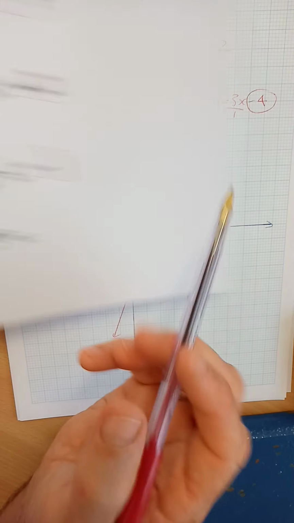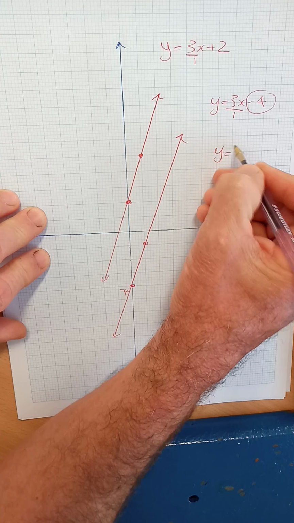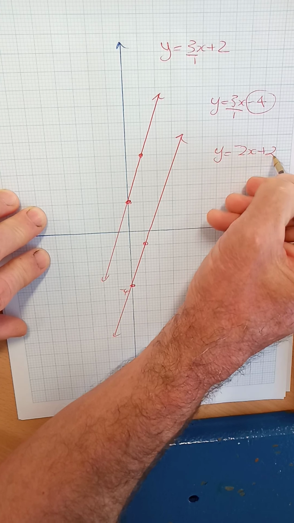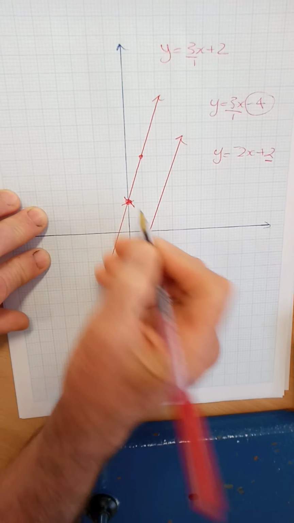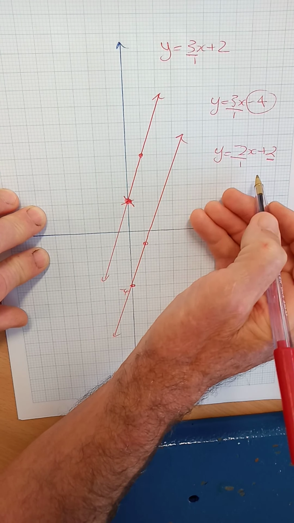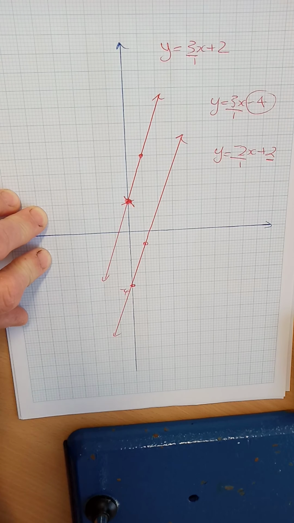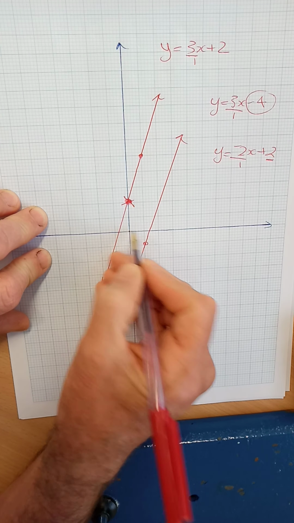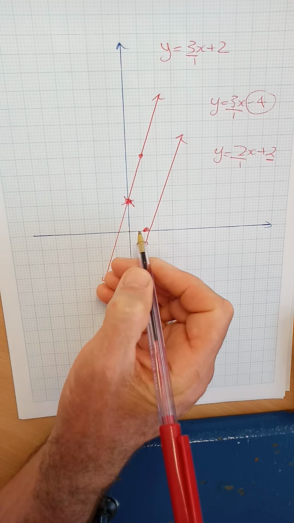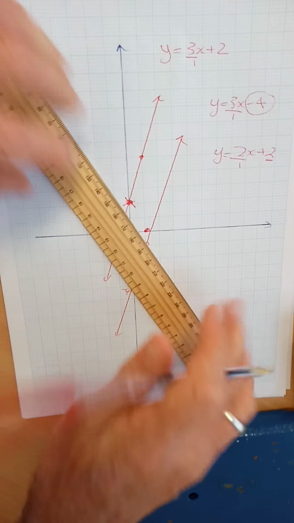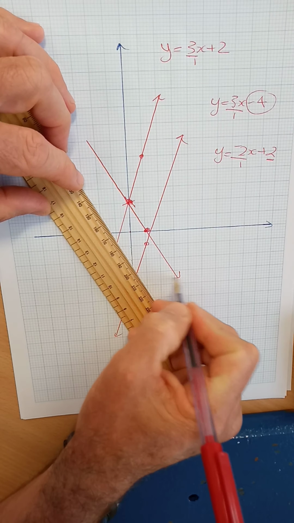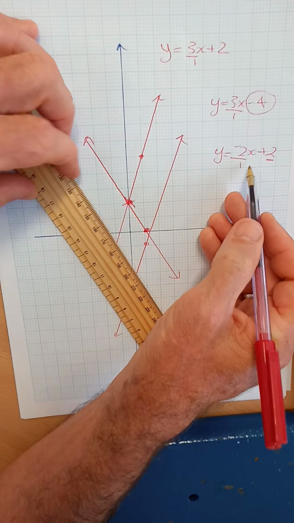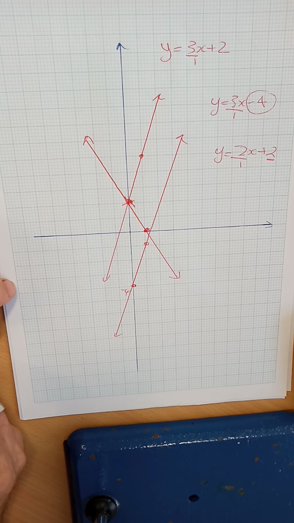Let's look at the third one. y equals negative 2x plus 2. So the y-intercept is 2, which is here again, but the gradient this time is negative 2 over 1. Remembering with a negative gradient, you go down 2 and across 1. There's my second point. There's the graph of y equals negative 2x plus 2.